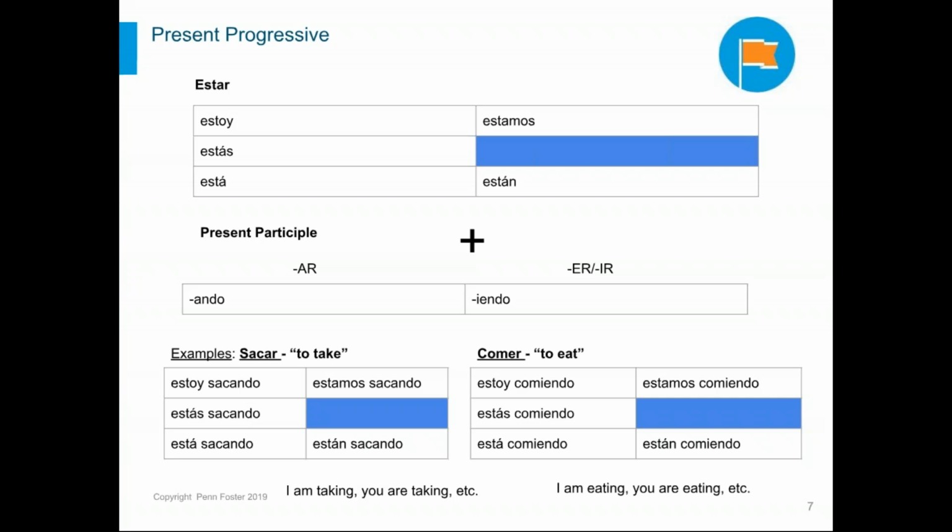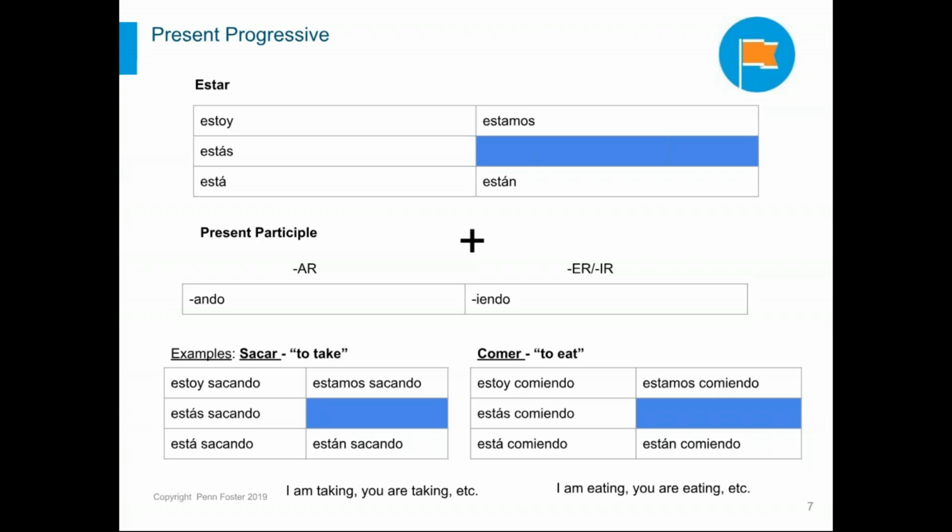And you would go on. Estás sacando, estamos sacando, and están. You are, he or she is, we are, and they are taking. And the same would go for comer. It's another regular verb, just like sacar, but sacar is an AR verb, that's why the ando is present. However, comer is ER, so the IENDO ending must be represented here.